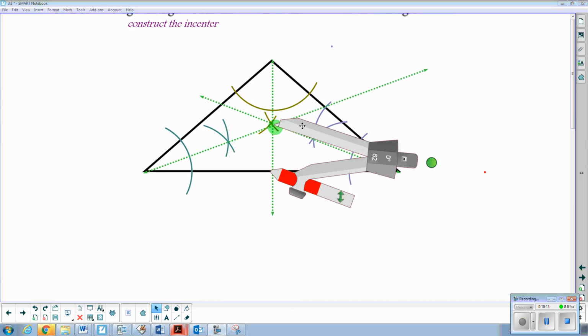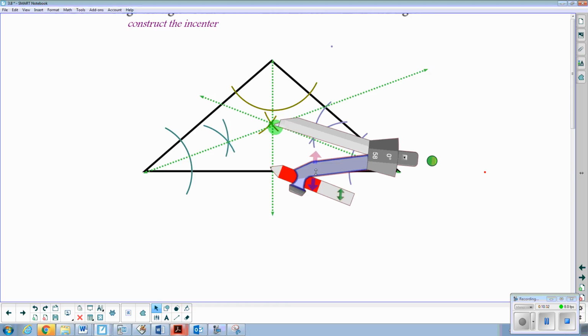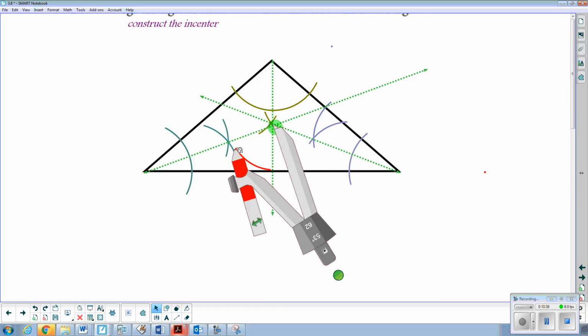Okay, so once we have the center of our circle, which is the in-center, it should be the same, the in-center should be the same distance from the sides. So you do want to construct one perpendicular just to figure out how wide your compass should be. Mine's a little glitchy, so it's going to be a little bit off, but yours might be a little bit off too.